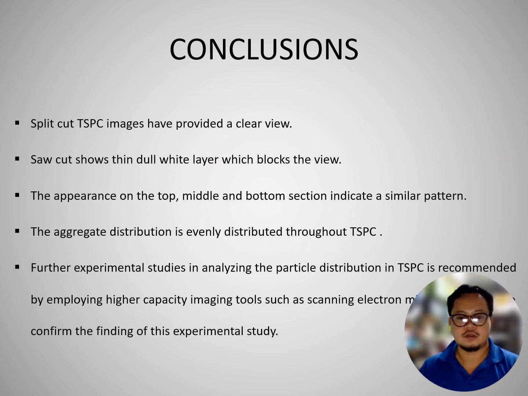For conclusions, first, let's say that the study of tin slag particle distribution on the tin slag polymer concrete circular column sample has provided good findings. Split cut tin slag polymer concrete images have provided a clear view. Saw cut shows a thin dull white layer which blocks the view. The appearance on the top, middle and bottom sections indicates a similar pattern. The aggregate is evenly distributed throughout the tin slag polymer concrete material.